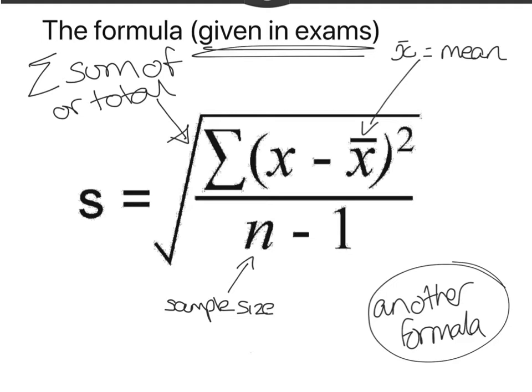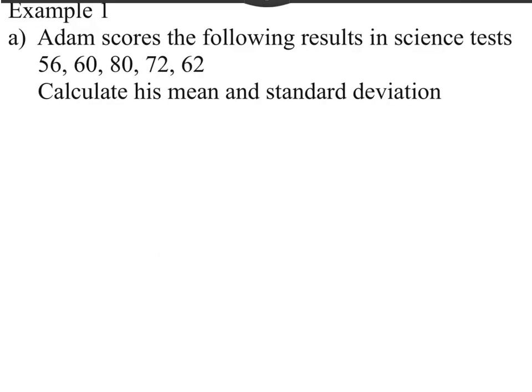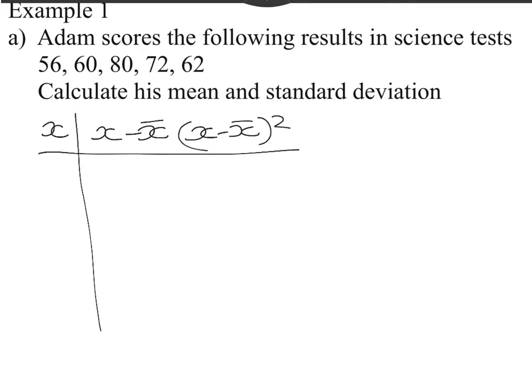Right, let's have a look at some actual examples in action then. So, example 1. Adam scores the following results in his science test, and there are his percentages. We have to calculate his mean and standard deviation. So to do all of this, the first thing we do in a standard deviation question is we draw out this table. And this is the bit that takes all the work in. So we're going to draw out this table here.